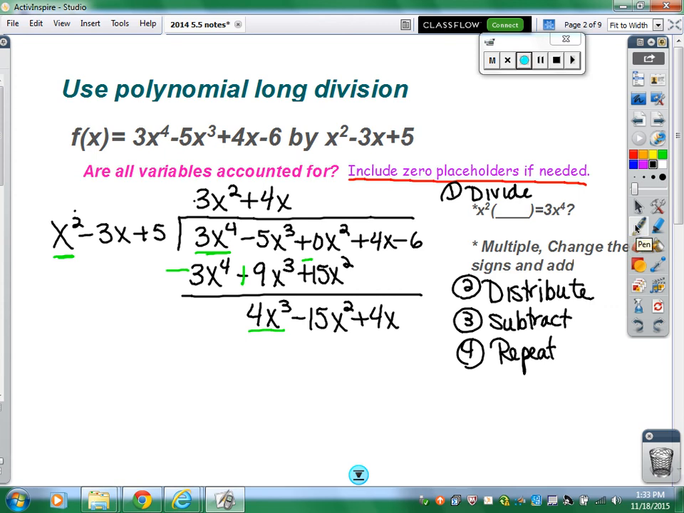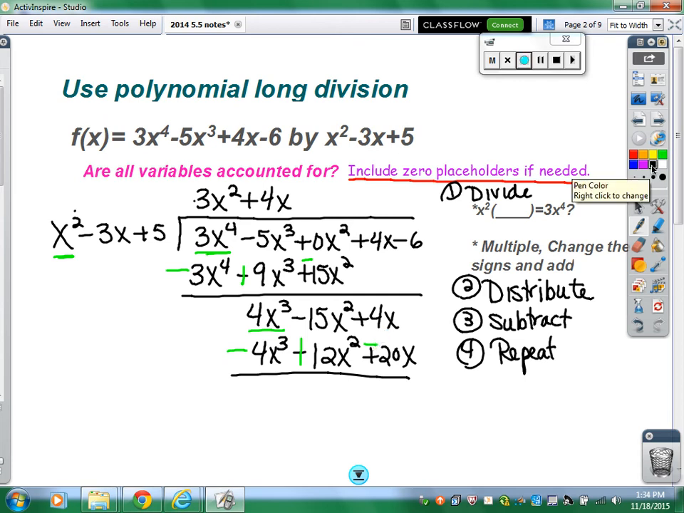So I'm going to multiply 4x times x squared and get 4x to the third. 4x times negative 3x, I get negative 12x squared. And then 4x times 5, I'm going to get 20x. All right, I'm back up to my subtract step. So minus, plus, minus. All right, combine like terms. So I'm going to get negative 3x squared minus 16x.